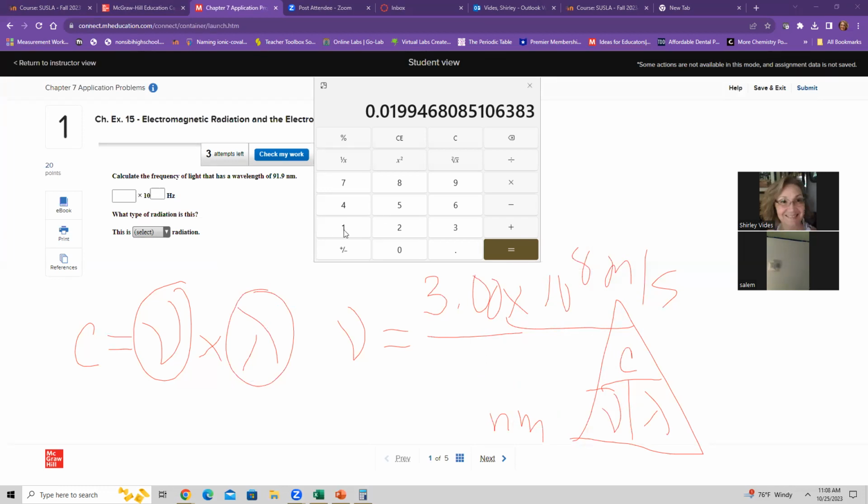Okay, so down here it needs to say 91.9, right? Nope, not a check. I want my pen. 91.9 nanometers. Okay, so now let's divide. All right, so clear this. Okay, so it was 3.00 divided by 91.9. And this time we only have 3 sig figs to give up. So again, the answer is 0.